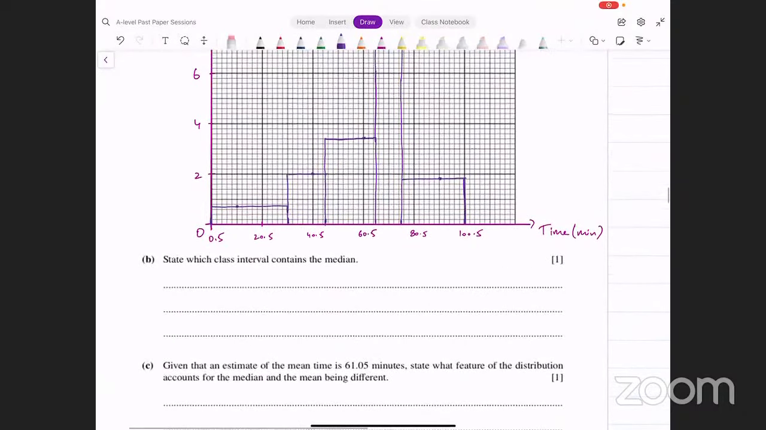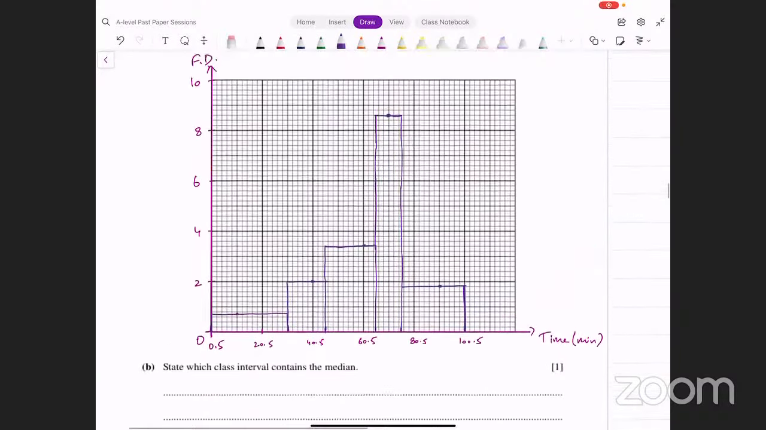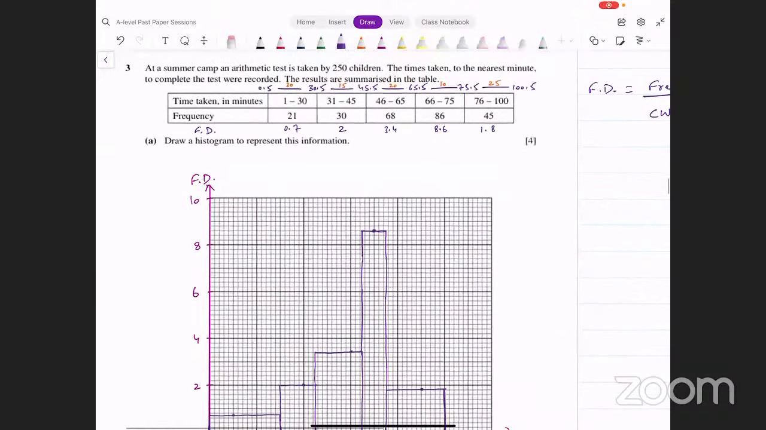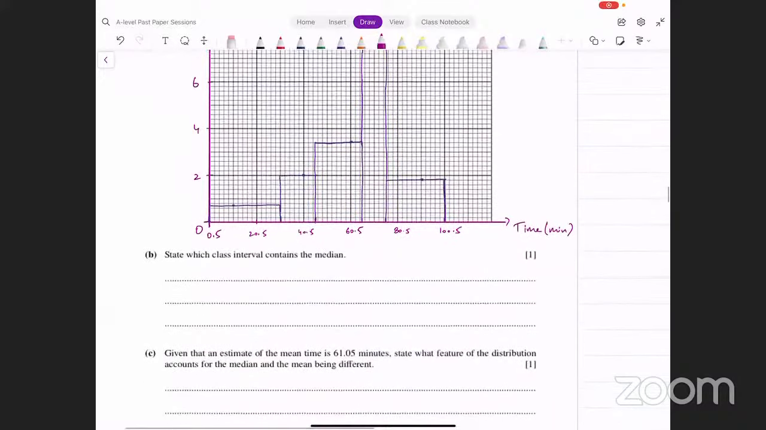It says state which class interval contains the median. अच्छा, आपके पास ये table given है. आप देख लें median कहाँ पर आता है. What's the total number of values that we've got? We've got 250 values in total. Median कहाँ पर होएगा? Median बिल्कुल center में होएगा. 250 over 2. That's going to be 125th value.